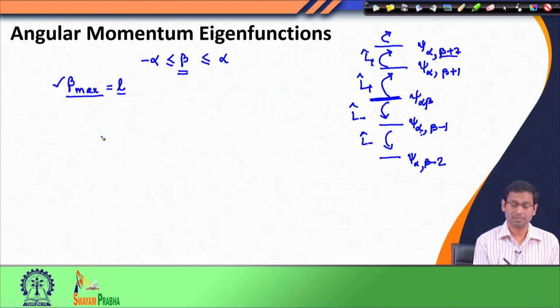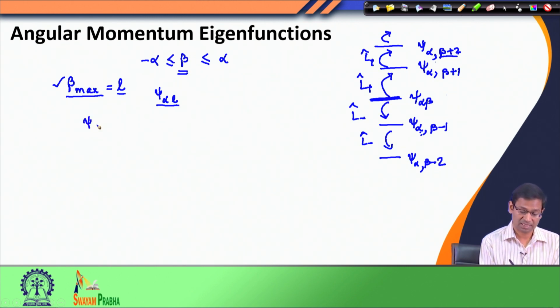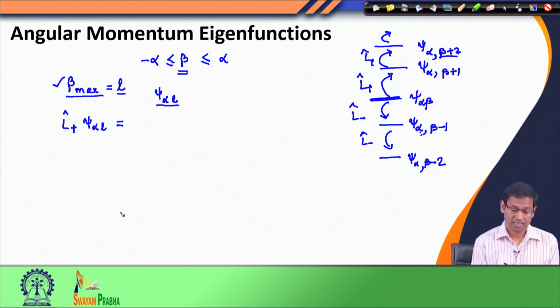So, when beta is beta max, the wave function I will write as psi alpha, and beta max I am writing L. So, this is the maximum value of beta it can have. This is my eigenfunction, the uppermost eigenfunction. So, I have this psi alpha L, which is the uppermost eigenfunction. If I apply the L plus operator on this, what would I get?